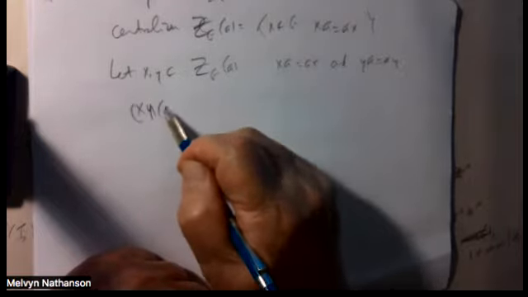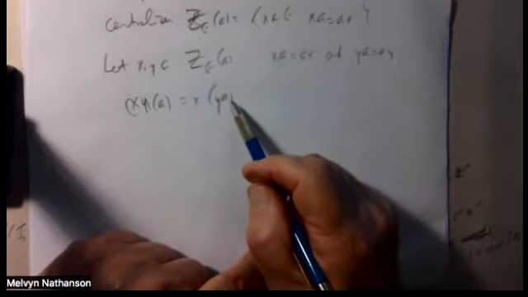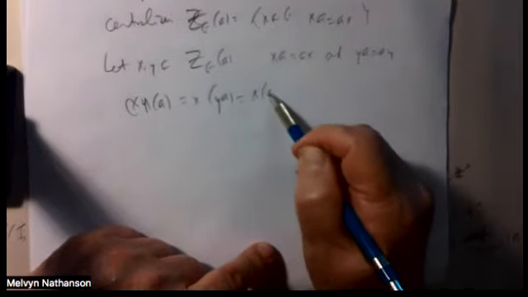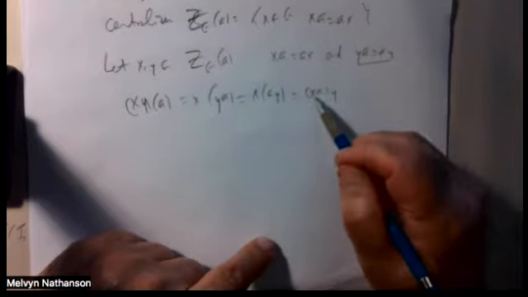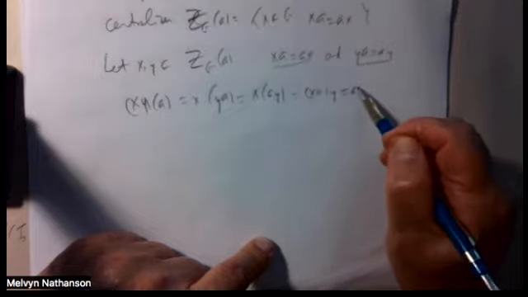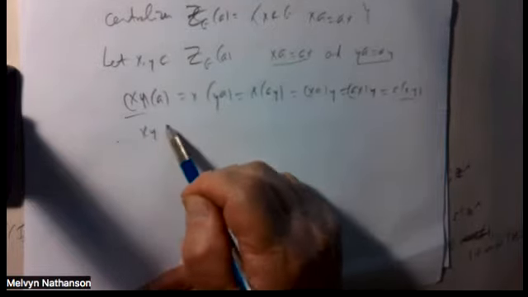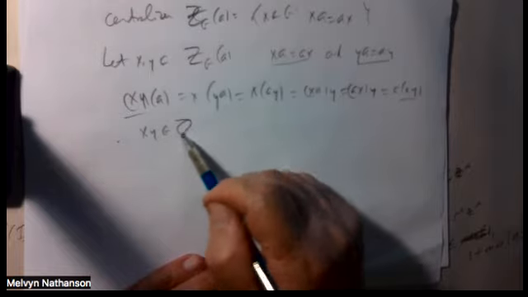So if you look at XY times A, that's X times YA, that's just associativity. YA is the same as AY. This is the same as XA times Y, again by associativity. XA equals AX, so this is AX times Y, which is A times XY. So XY commutes with A, so XY is in the centralizer. So the centralizer is closed under multiplication.